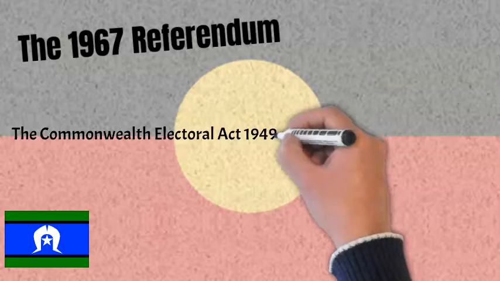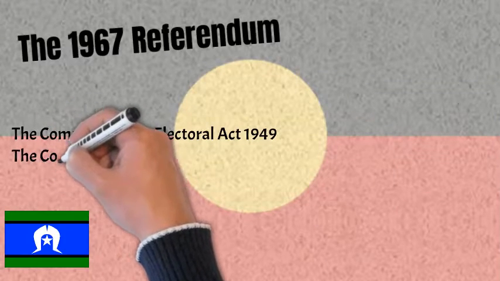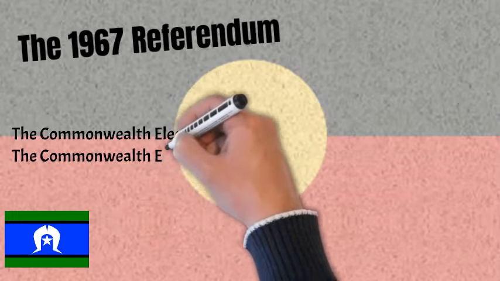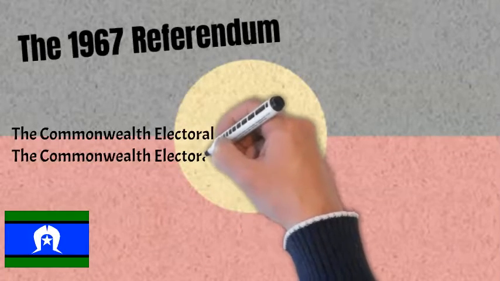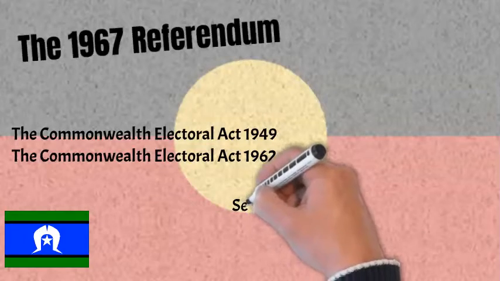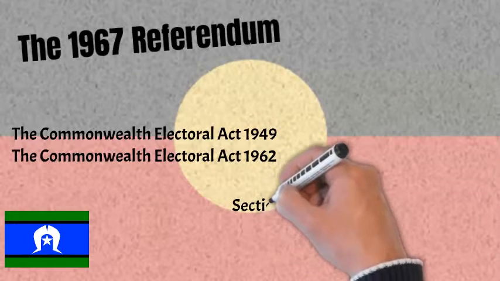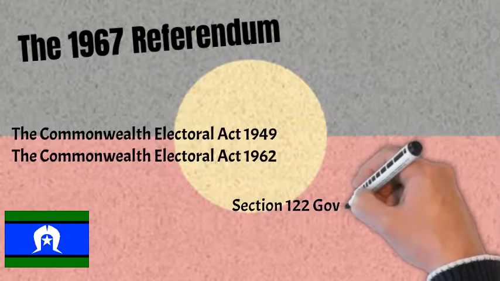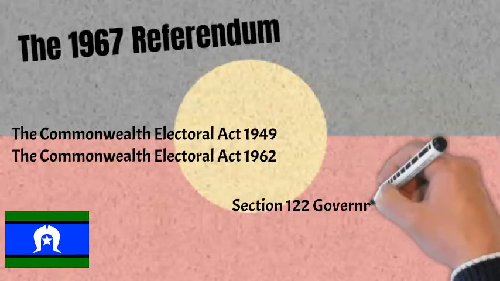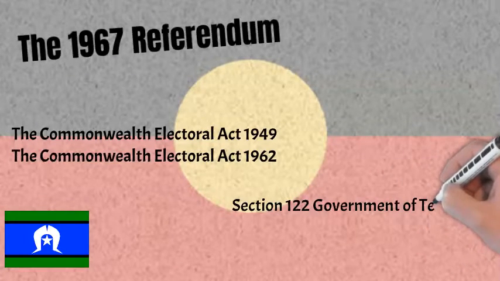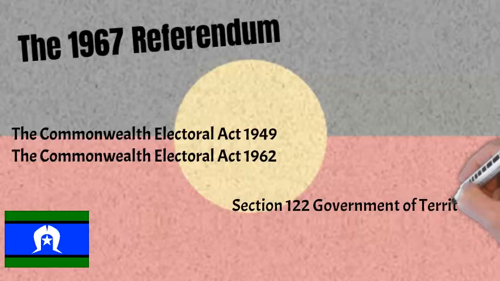This injustice and inconsistency was righted by the passage of the Commonwealth Electoral Act 1962, which gave all Aboriginal people the option to enrol to vote federally. Full compulsory voting for Aboriginal Australians did not come in until 1983. The 1967 referendum simply changed the wording of Section 122 of the Constitution regarding the governing of the territories.